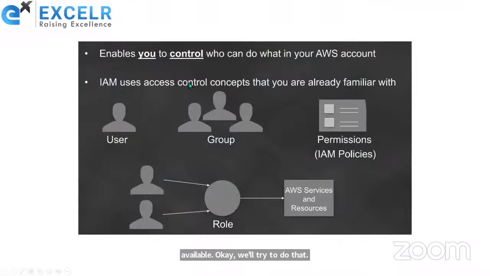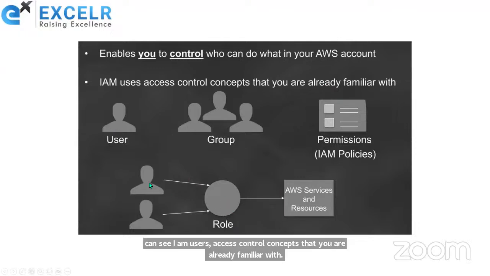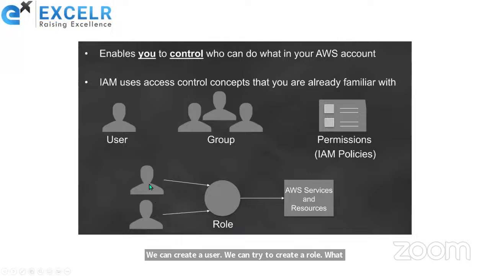You can see IAM uses access control concepts that you are already familiar with. We can create a user. We can try to create a role. What is a role? Okay, he is the admin, he is the database admin, he is the network admin. So if I assign this role to him, he'll access only specific DB services. This network admin accesses specific network services only. Okay, I'll manage those permissions with the help of policies.